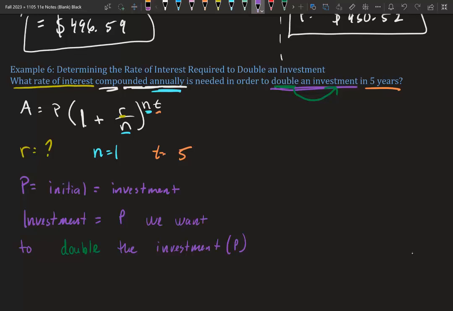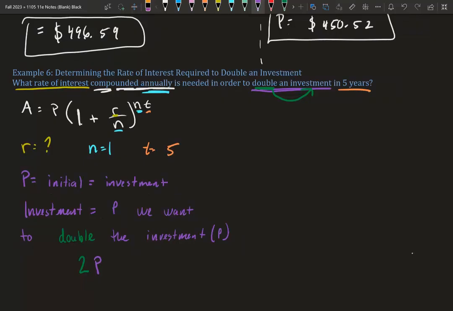If we want to double the investment, we want to do 2 times P. We don't know P. We just want to know how can we double the P that we have? So we don't know how much money we're getting. We don't know how much money that we want to get out of this or put in. We just want to double the investment. So we know at the end of it, our A, we want it to be double what we put down.